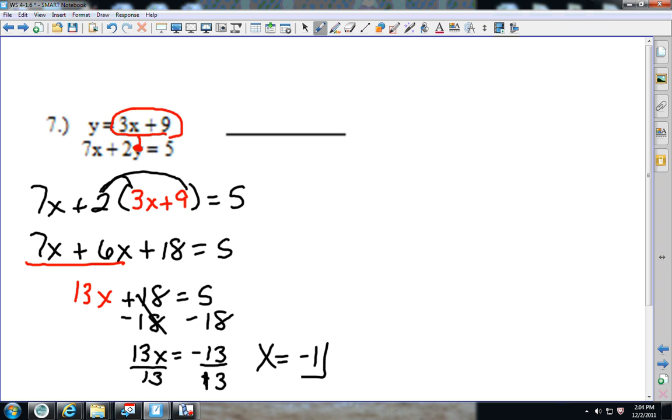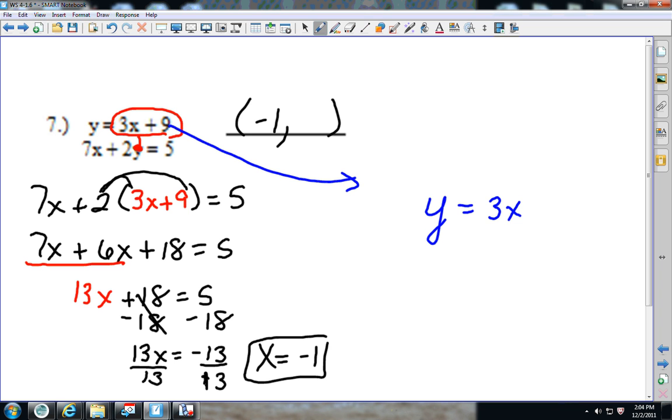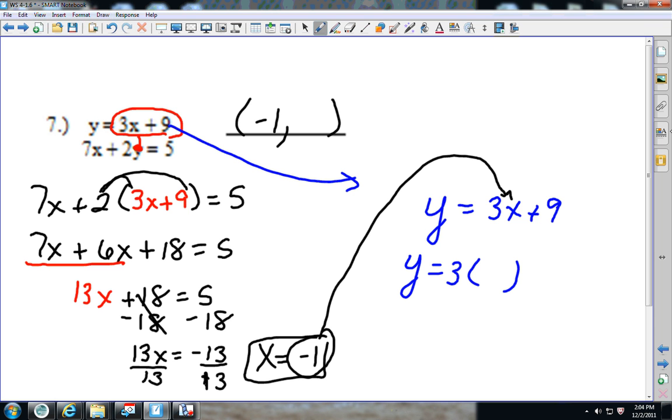X equals negative 1. There's half of it. Now I need to find the other part. Okay, I'm going to take this equation that says y equals. It says x is negative 1. So I'm going to put that in here. Now it says y equals 3 times x. X is negative 1 plus 9. Y equals 3 times negative 1 is negative 3 plus 9. Y equals 6. My solution is negative 1, 6.